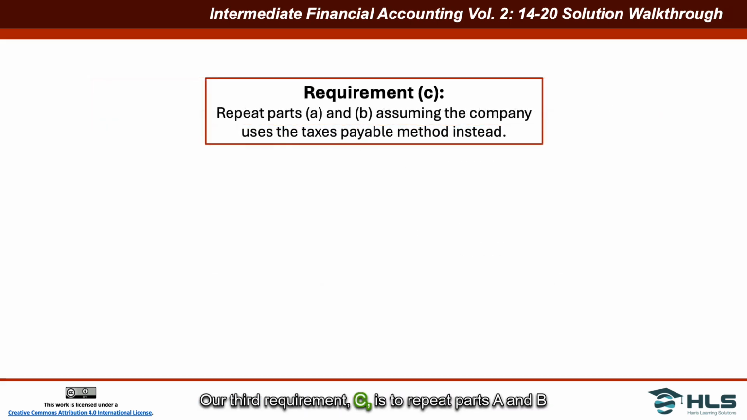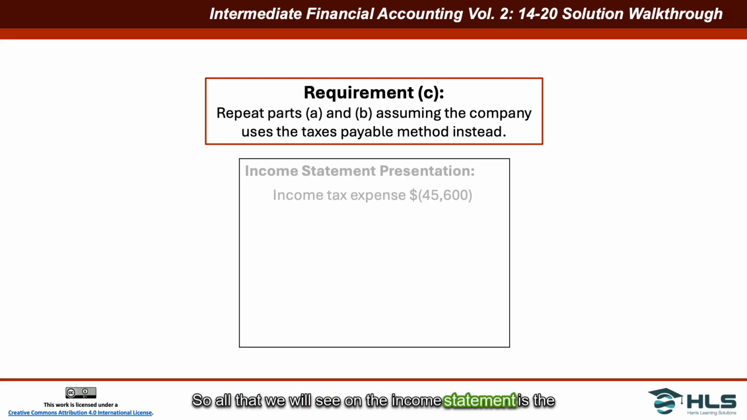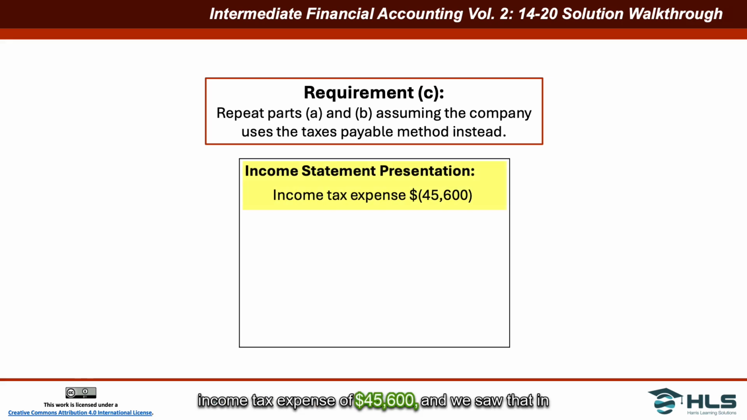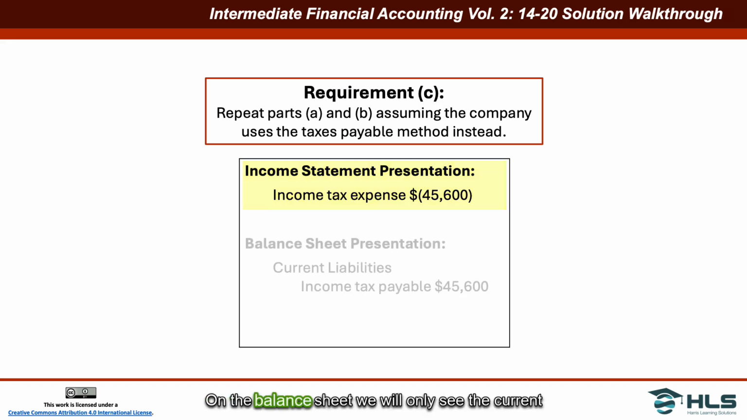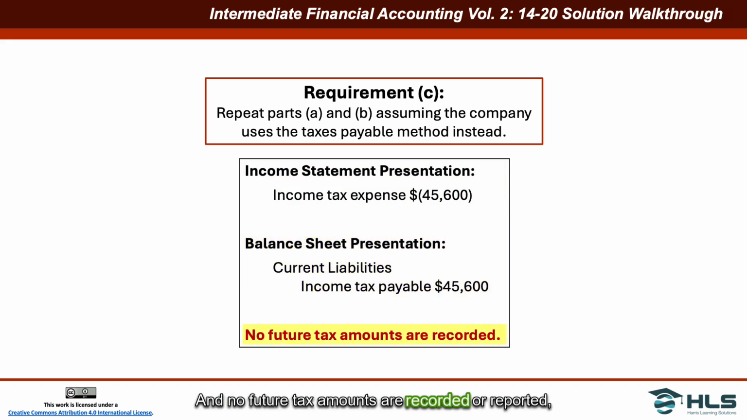Our third requirement C is to repeat parts A and B, assuming the company uses the taxes payable method instead of the future tax method. With the taxes payable method, in essence, the company does not record any amounts related to future taxes. So all that we will see on the income statement is the income tax expense of $45,600. And we saw that in the reconciliation to taxable income. On the balance sheet, we will only see the current liabilities of the income taxes payable of $45,600, and no future tax amounts are recorded or reported, which is what makes this method very, very easy. And that's it. We're at the end of this problem.